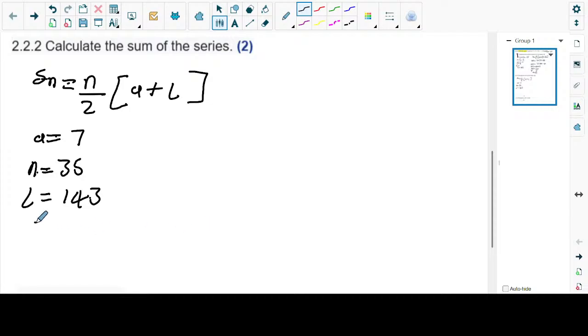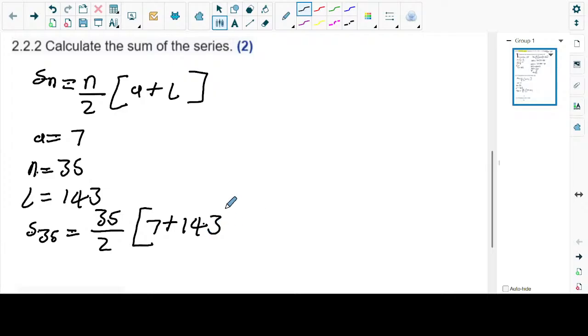Instead of n, what are we going to put now? S of 35. So we're going to put S of 35 is equivalent to 35 all over 2. Open the formula: a is 7 plus 143. So it's 7 plus 143. Okay. 7 plus 143 gives us 150. So now we have 35 over 2, which is 17.5 multiplied by 150.